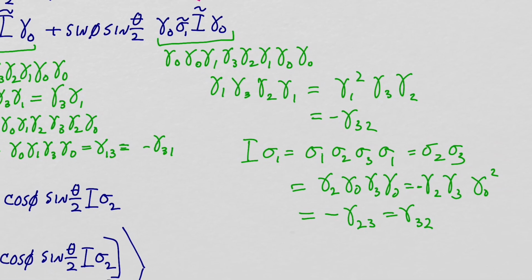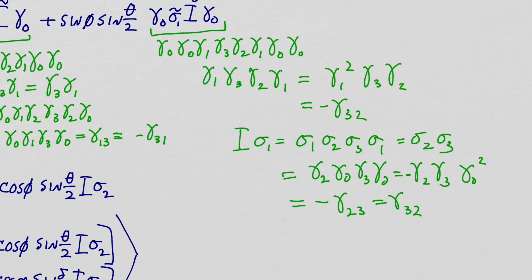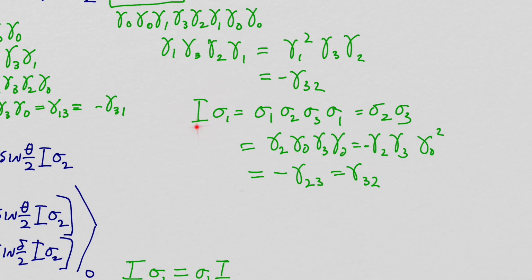I actually did that correctly, though. It's not like I did this wrong. So it does break out into this. It does give you this piece. It does give you this. And ultimately, that does give you minus gamma 3, 2. And then I did correctly calculate what I sigma 1 was in itself, and it is gamma 3, 2. So there's a sign difference between these two.